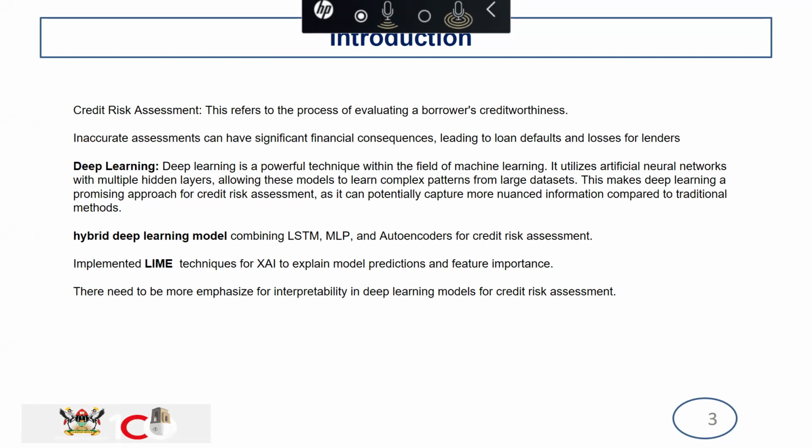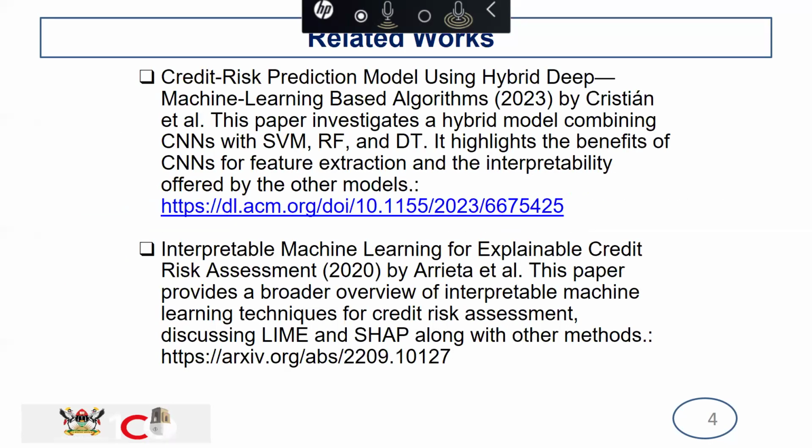So in this particular paper, we are going to be exploring the option of using a hybrid model that is going to combine the LSTM, the MLP, and the autoencoder. So these are some of the works that have been done. This paper was a credit risk prediction model using a hybrid deep learning based on a best algorithm by Christian. This paper investigated the combination of CNNs with the SVMs, RF, and the DT. Another paper was, of course, interpretable machine learning for explainable credit risk assessment by Ariata. This paper provides a broader overview of interpretable machine learning techniques for credit risk assessment.